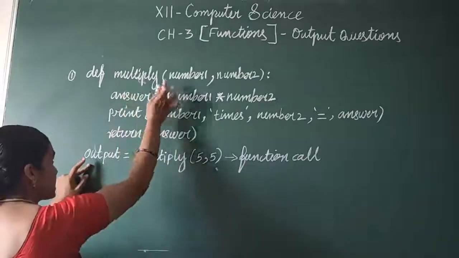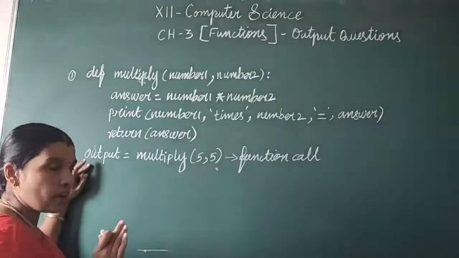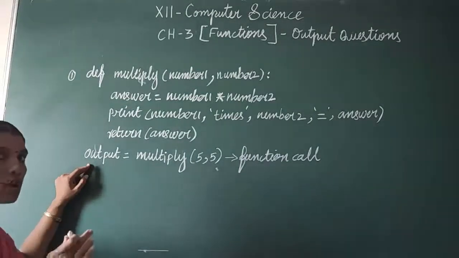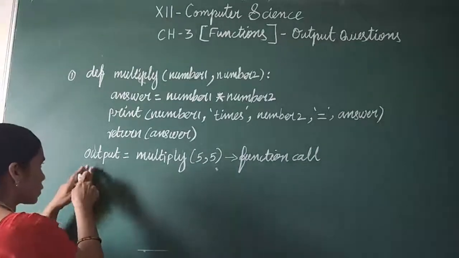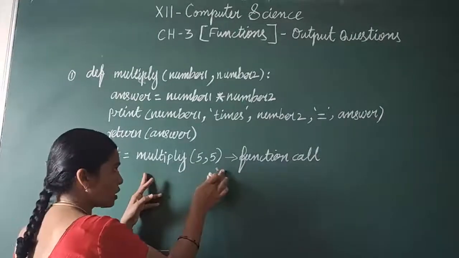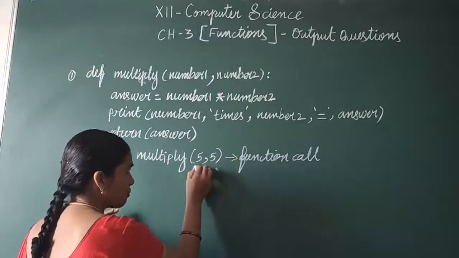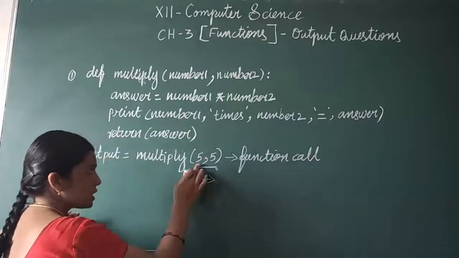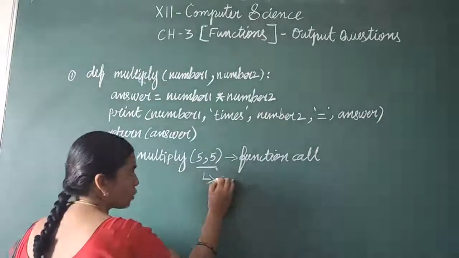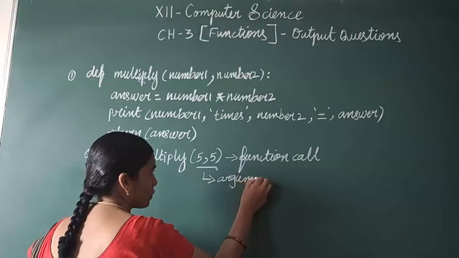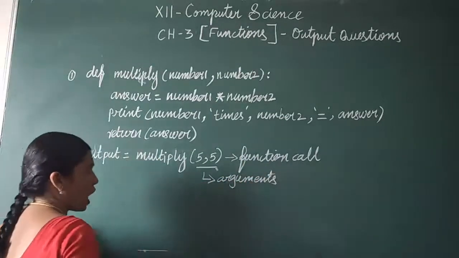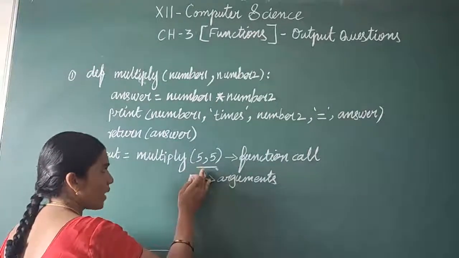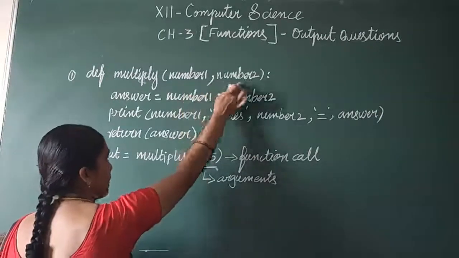So first it checks whether we have given the proper function header or not. After that, the control will move here. This is the function call. Here the 5 comma 5, which we have passed inside this parenthesis, these are the arguments. Now we have given 2 values, so these values are passed to the parameters.